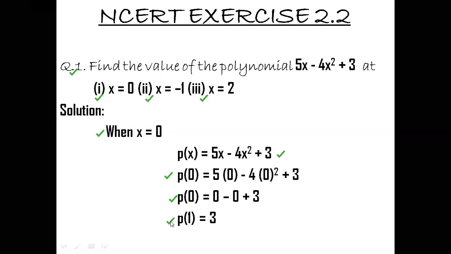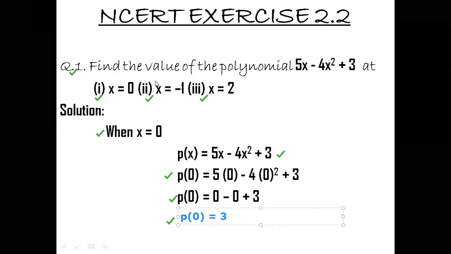Can you find a mistake over here? Yes, it is written as p of 1. But what should be the right answer? P of 0 should be equal to 3. So, what is the concluding line? That P of 0 for this question is equal to 3.